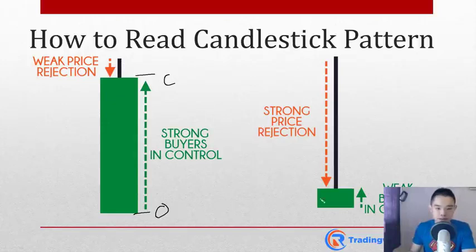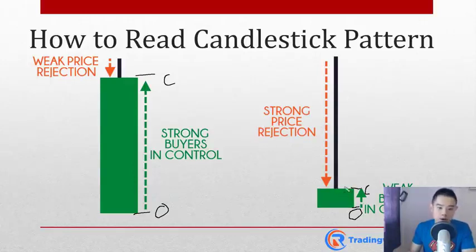Moving on, this is another example. You still have a body, but this time around, notice the body is much smaller compared to the wick. This is telling you that the buyers open at this level and close at this level over here. This is the close, this is the open. However, if you look at the wick, it's so much longer compared to the size of the body. This tells you that there is strong price rejection in the market.